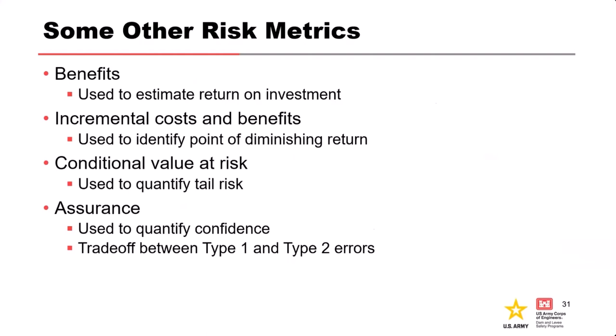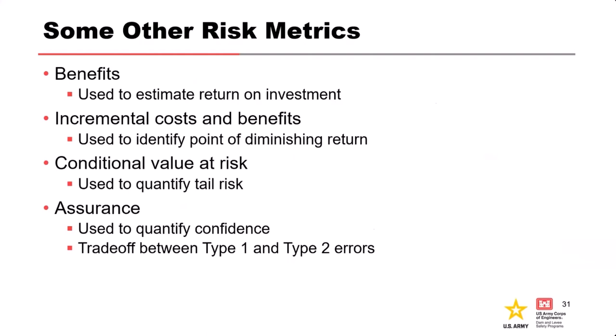And then the last one is assurance. The Corps of Engineers uses this to evaluate levees for the National Flood Insurance Program. It's also one of our reporting metrics for planning studies. All assurance is, is a measure of confidence. We've talked about confidence intervals throughout the week. I'm not sure why we made up a different word, assurance, but we did. But all it is, is a confidence level.